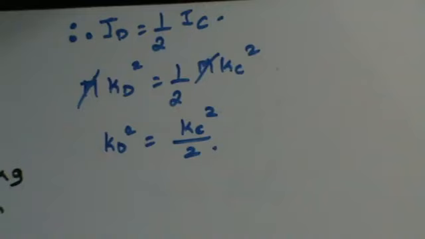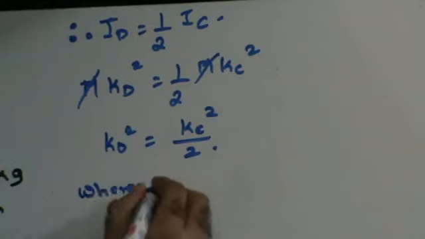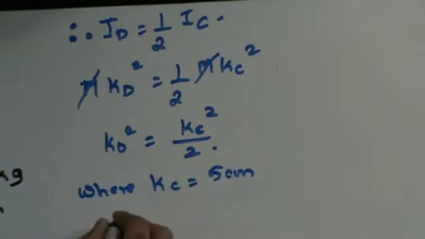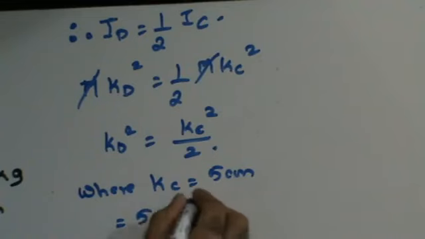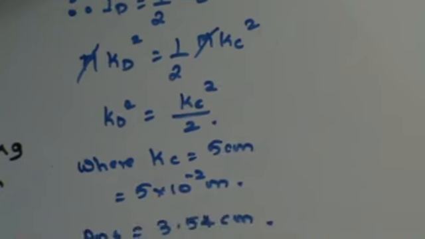Kc, I presume they've given you, the radius of gyration about the center, is given to you as 5 centimeters, right? They've given you that Kc is 5 centimeters, which is nothing but 5 into 10 raised to minus 2 meters. So you should be able to get the value of Kd. The answer for this should be 3.54 centimeters, right?